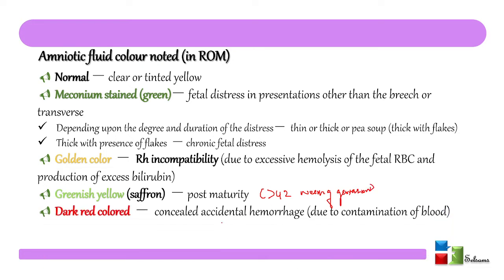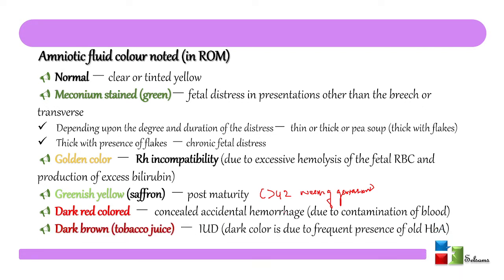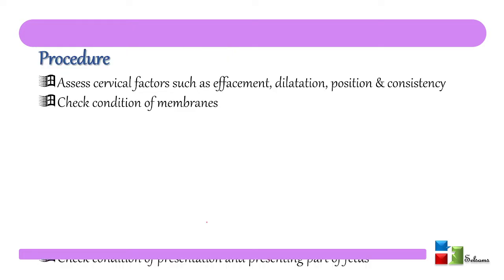Dark red color, it's fresh bleeding, might be because of accidental hemorrhage. And if it is dark brown or tobacco juice, it means it's old bleeding, frequently in the presence of old hemoglobin, adult hemoglobin. Otherwise, it is in case of intrauterine death.